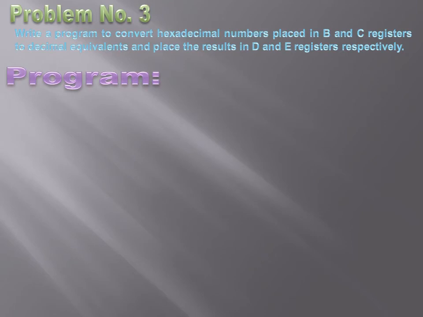Let's have another example. Write a program to convert hexadecimal numbers placed in the B and C registers to decimal equivalents and place the results in the D and E registers respectively. So we have to use the DAA instruction, which converts the contents of the accumulator to decimal. So let's see this program.